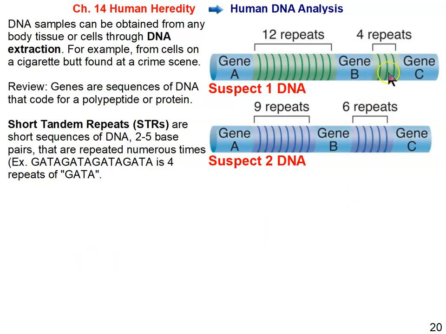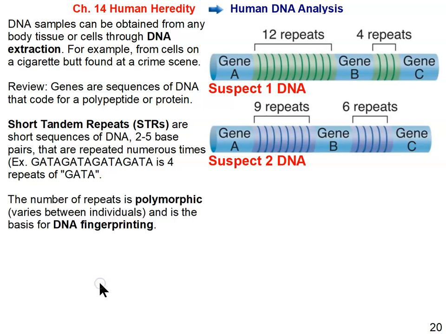So notice that the number of repeats are different between individuals, and that's what DNA fingerprinting relies on, or is based on. The difference in the number of repeats between individuals is what we call polymorphic, right? Polymorphic, poly, many, morphic, shape or form. So the number of repeats takes on a different form between individuals. So there are many forms between individuals.